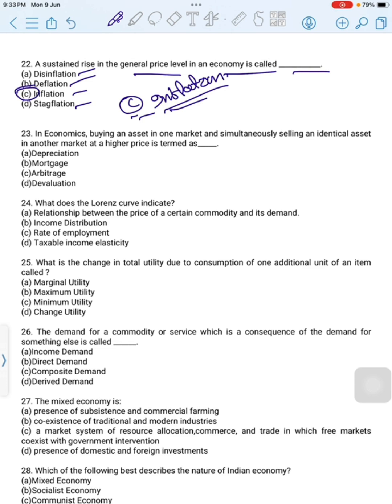In economics, buying an asset in one market and simultaneously selling an identical asset in another market at a higher price is termed as dash. First option is depreciation. Second option is mortgage. Third option is arbitrage. Last option is devaluation. Then the correct option is option C, arbitrage.